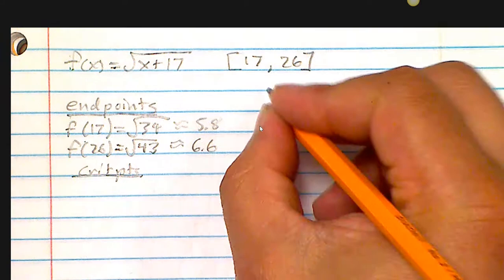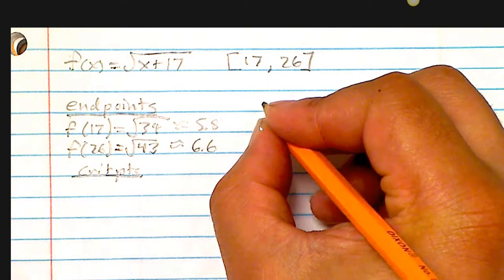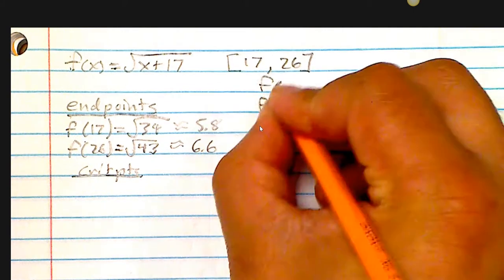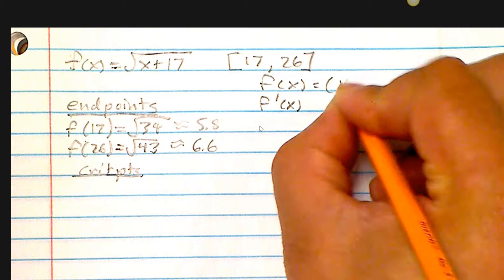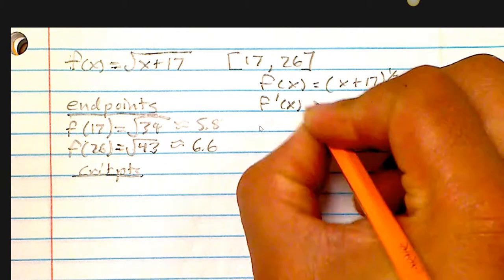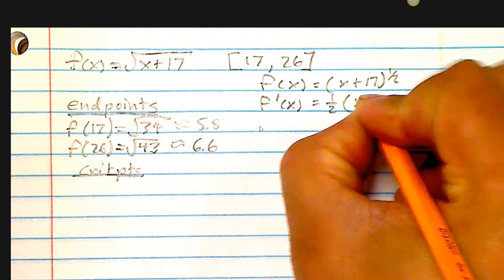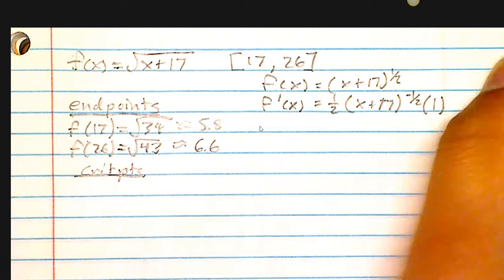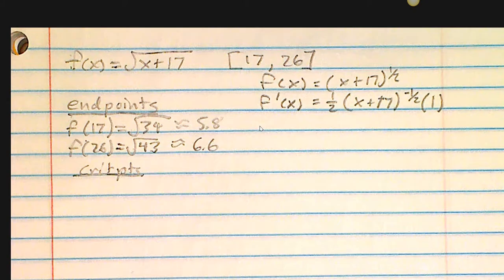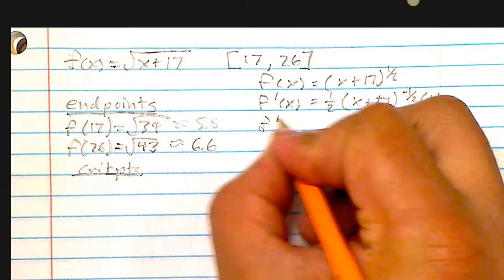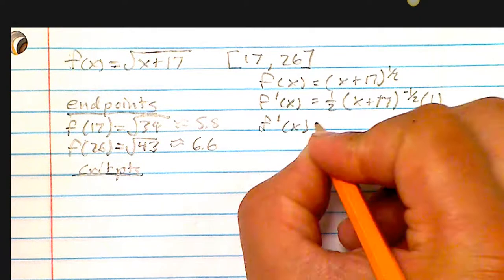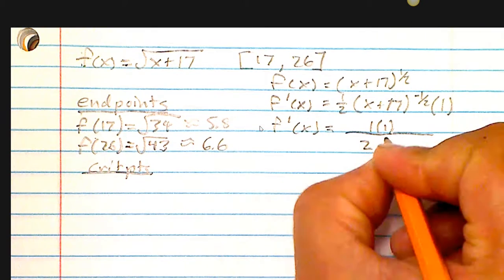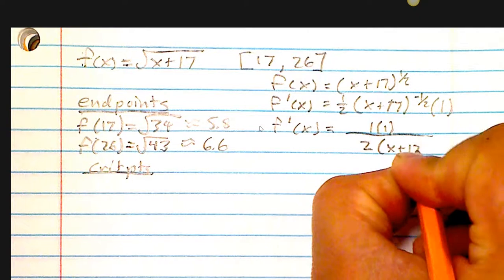So we need to find critical points, so we need to work out the derivative. So f of x, I'm going to write it nicely before I take the derivative. X plus 17 to the 1/2 power, and this is going to be 1/2 x plus 17 to the negative 1/2. Times 1, it's chain rule. That's 17 by the way, sorry. And I'm going to move it to the bottom. 1 over 2 times 1, that's just 1. X plus 17 to 1/2 power.